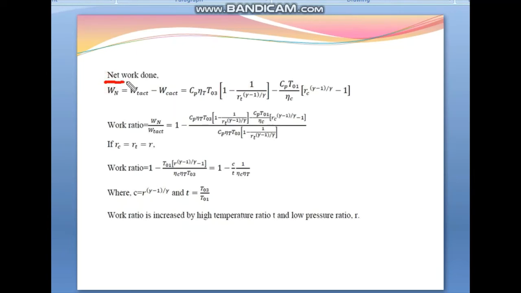Now the net work done is the same as previous: the actual turbine work minus the actual compressor work. This is the turbine work that we have already derived, minus the compressor work. And this is the expression for net work done.